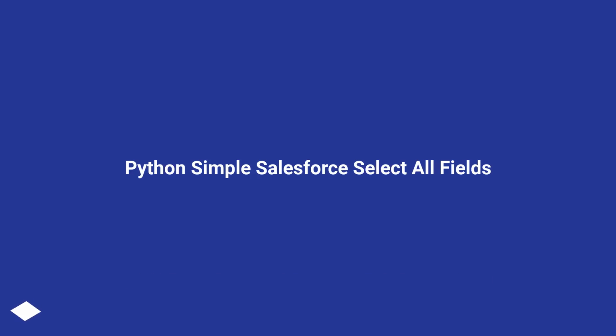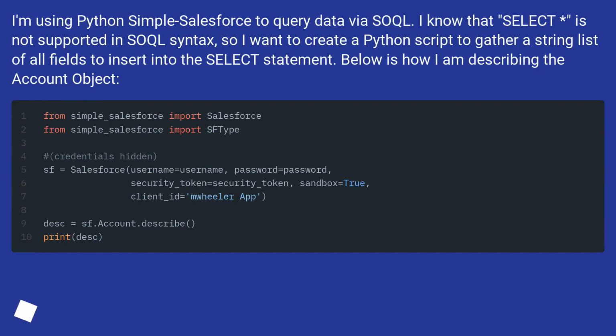Python simple Salesforce select all fields. I'm using Python simple Salesforce to query data via SOQL. I know that select * is not supported in SOQL syntax, so I wanted to create a Python script to gather a string list of all fields to insert into the select statement.